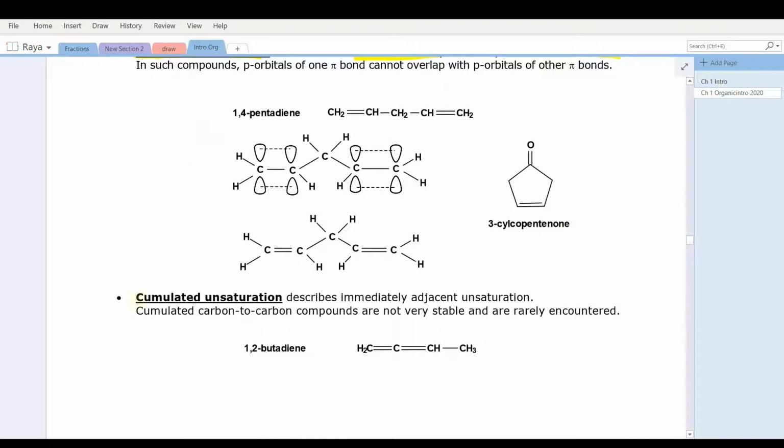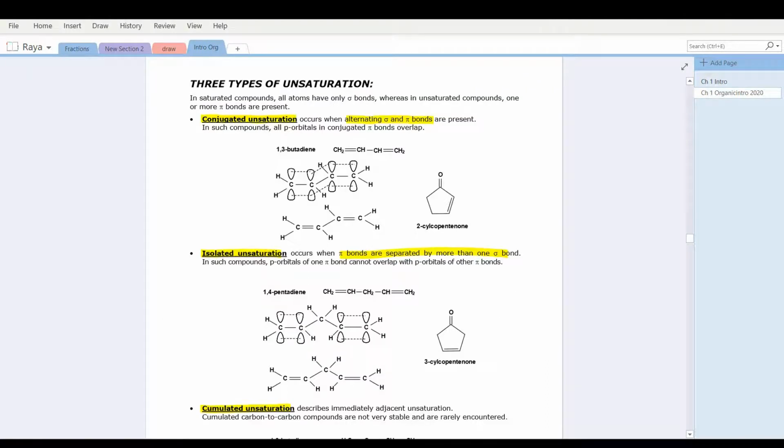Third possible case is cumulated unsaturation, as in the case of 1,2-butadiene. Here, 2 pi bonds are attached to the very same carbon. They're accumulated. Now, this arrangement is not very stable, and these compounds are only encountered occasionally, and we'll deal with them when they arise. So that's it for page 21. 3 types of unsaturation: conjugated unsaturation, alternating pattern of sigma pi bonds; isolated unsaturation, pi bonds are separated by more than one sigma bond; and cumulated unsaturation when pi bonds are stacked on the same carbon.